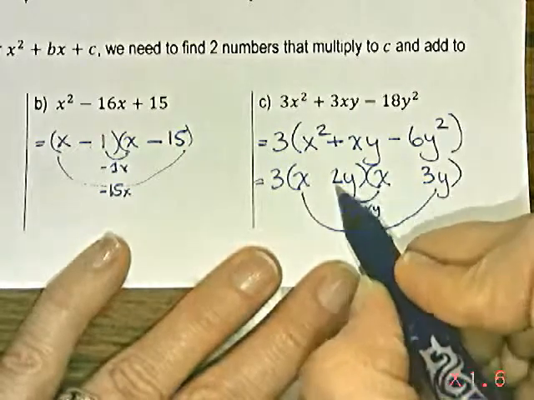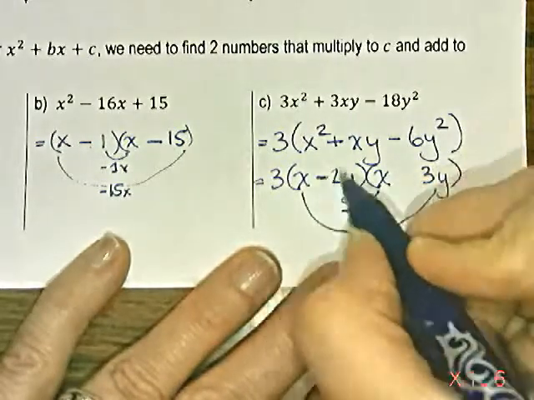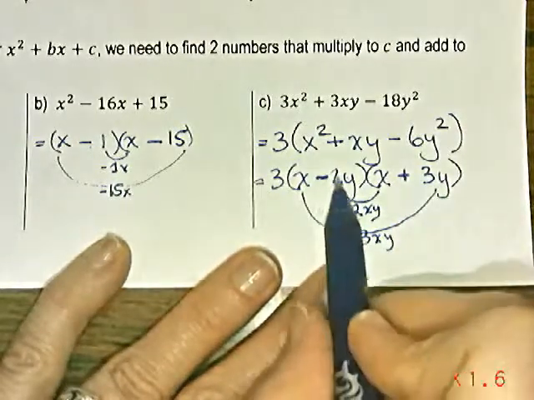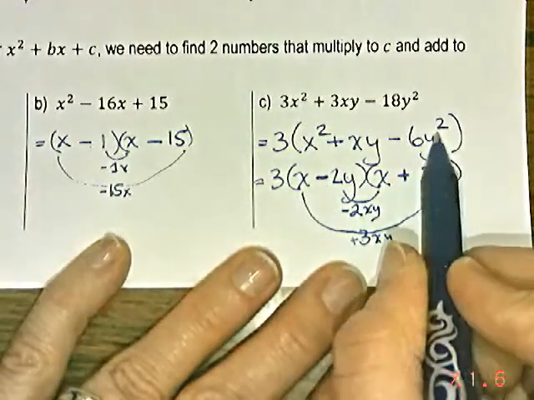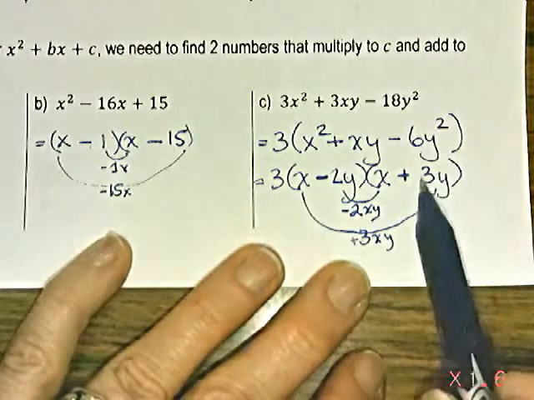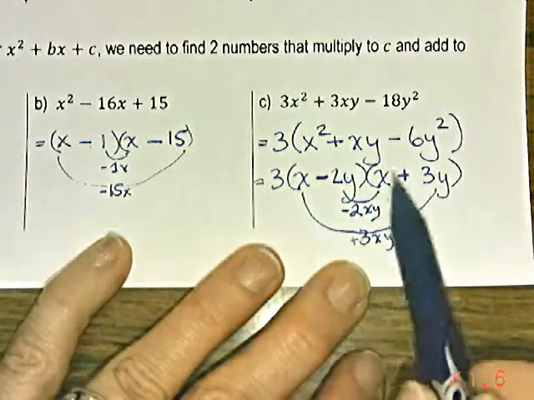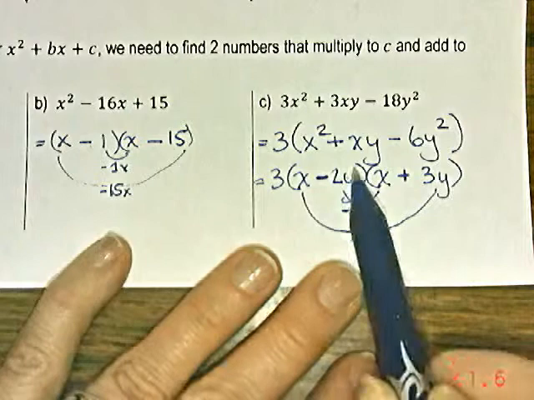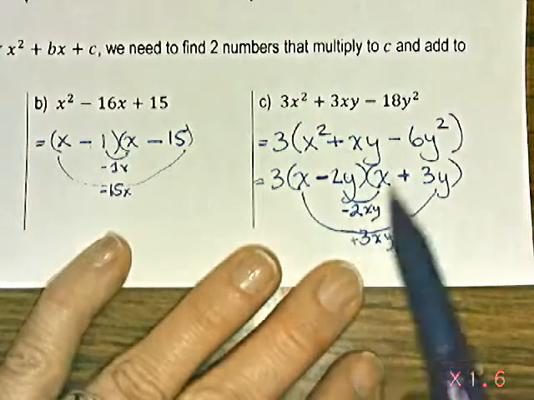In order for this set to multiply to be a negative, we would have to have a negative here. For this one to be positive, we have a positive here, and that allows me to have my negative times my positive, which gives me my negative 6y. And so my signs are not the same, and the bigger expanded term has to be the positive.